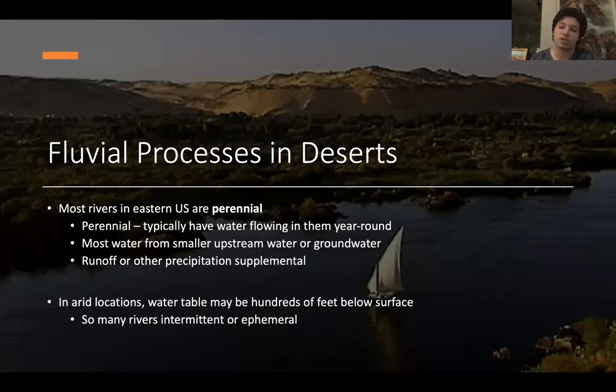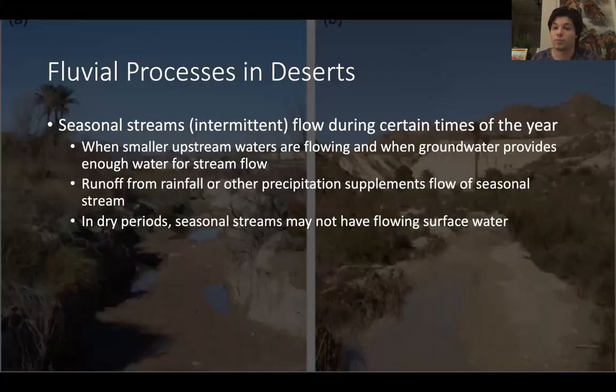But in arid locations, the water table may be hundreds of feet below the surface. And so many rivers in arid regions are intermittent or ephemeral. So what are intermittent streams? These are seasonal streams that flow only during certain times of the year. So maybe when smaller upstream waters are flowing and when groundwater provides enough water for the stream to flow. Again, runoff from rainfall or other precipitation supplements the flow of seasonal streams. And in dry periods, seasonal streams may not have flowing surface water.